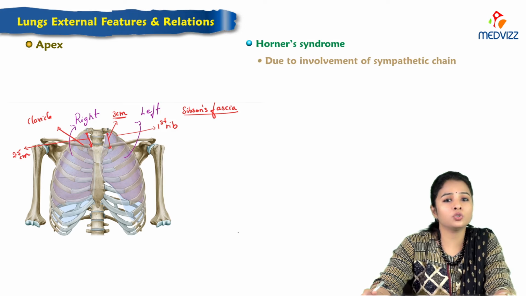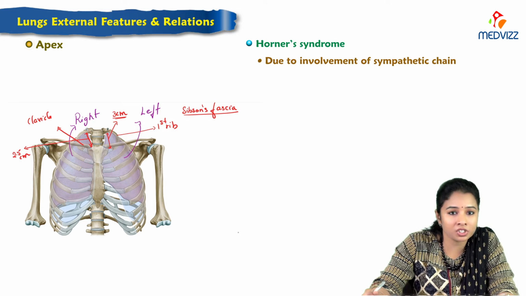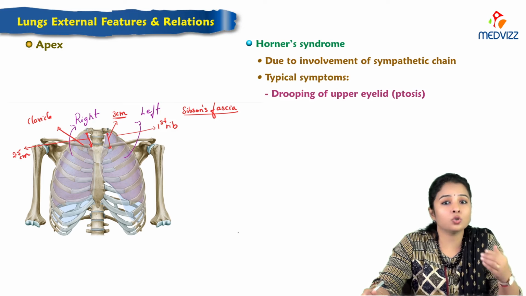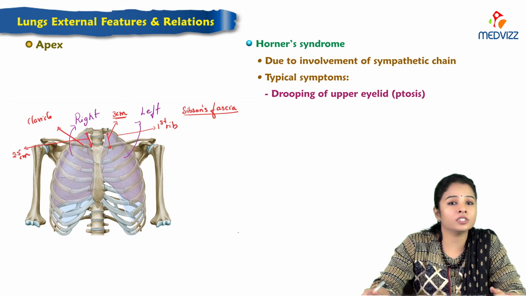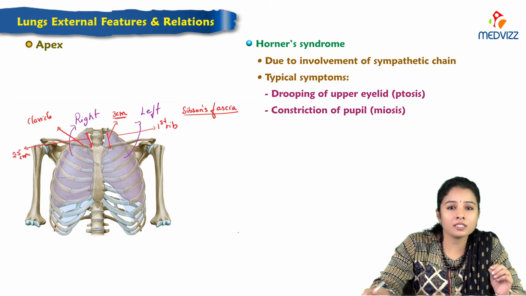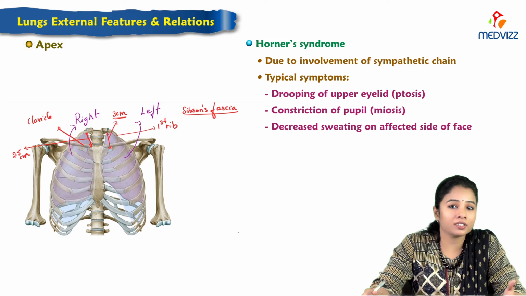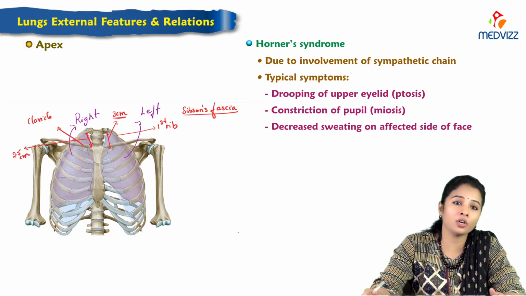Horner's syndrome is due to the involvement of the sympathetic chain, where the typical symptoms of Horner's syndrome are drooping of the upper eyelid, which is called ptosis, constriction of the pupil, which is called miosis, and decreased sweating on the affected side of the face. So these are the symptoms associated with Horner's syndrome.